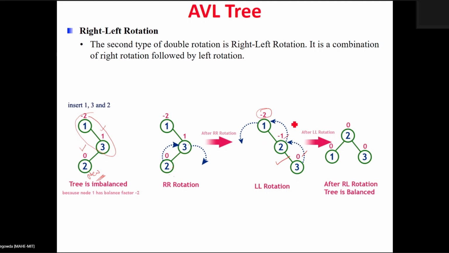When you do the left rotation for this, 2 is going to become the root node and 1 is going to become the left child of 2, and 3 is still the right child of 2. So now the tree is balanced. These kinds of rotations we are supposed to use whenever the tree is imbalanced after inserting any node into the existing AVL tree.